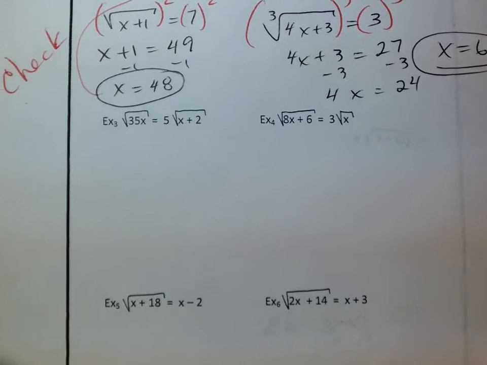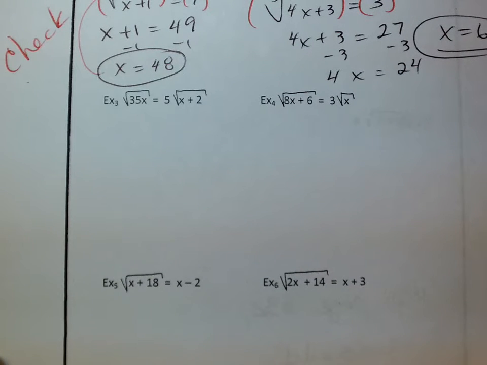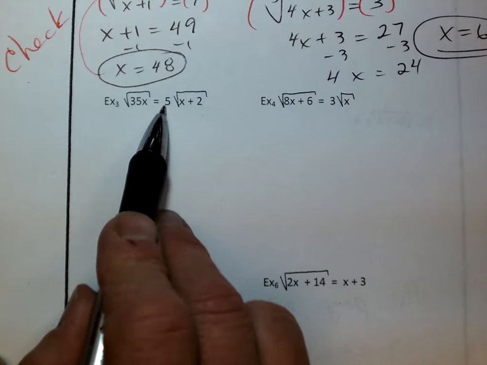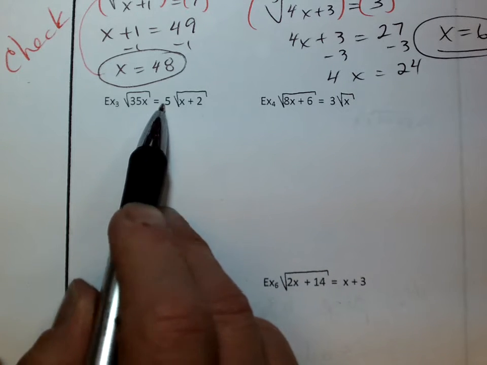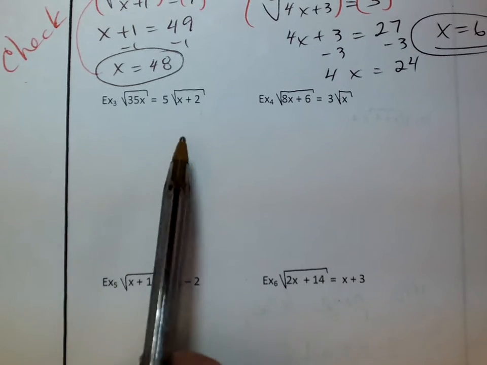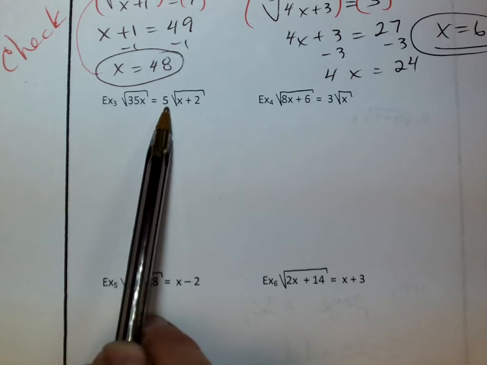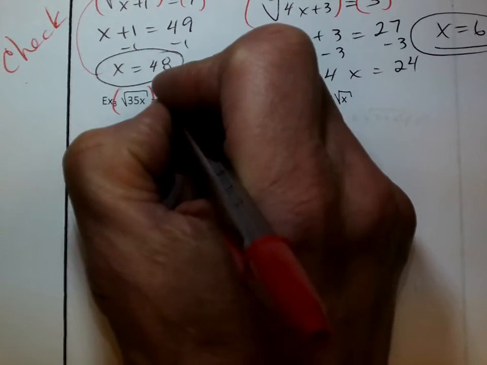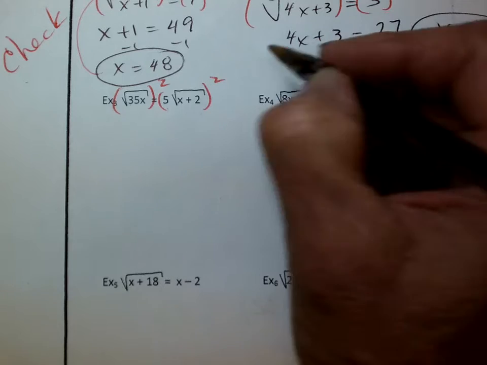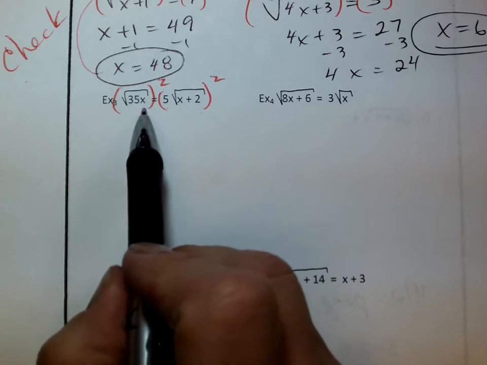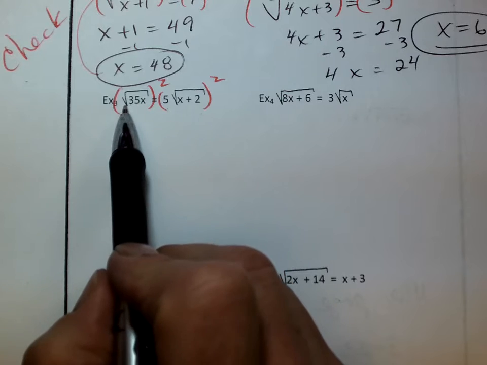All right. Now example 3 is a little bit different, and that is we get square roots on both sides. And we get a 5 that's not in the square root, but I still am going to square both sides. Now listen carefully. When I square both sides, I've got to be careful of the 5. I'm going to have to square the 5 also. If I square both sides, the 35x is inside, so the square root and the square kind of cancel each other out.